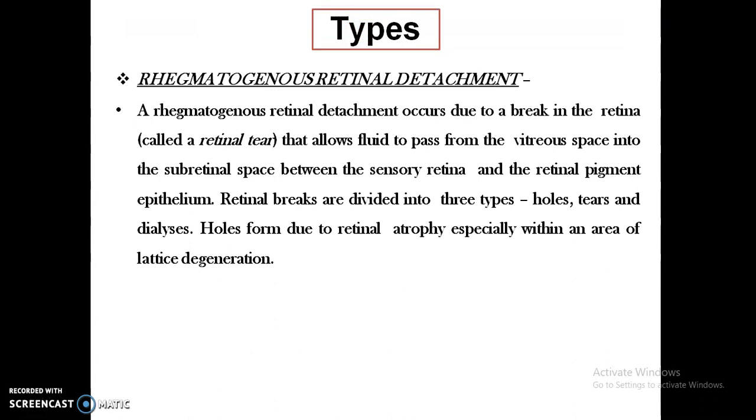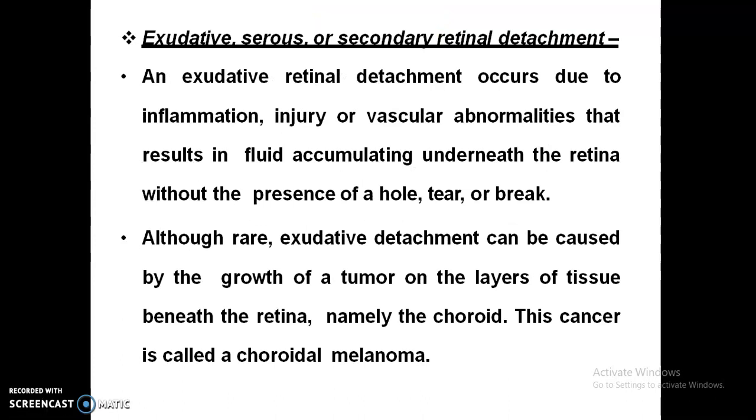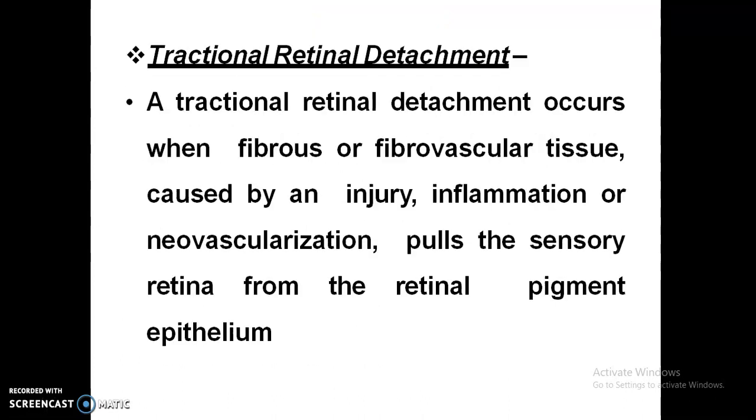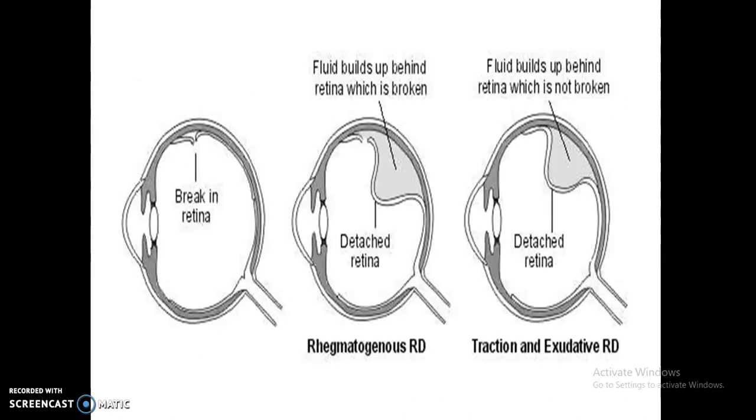Then the types: the rhegmatogenous retinal detachment, the exudative or serous or secondary retinal detachment, and the traction retinal detachment. These are the different types. In this picture, we can see that once there is a break in the retina, that may lead to fluid buildup in the broken retina, and that may lead to retinal detachment. A tear with fluid accumulation is the rhegmatogenous type.